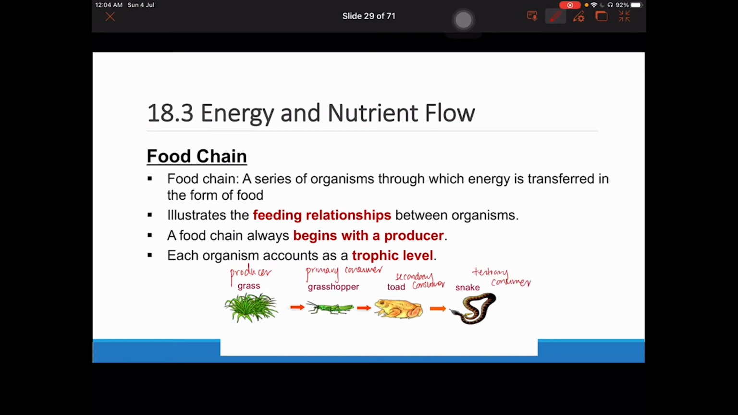Now, can there be more different organisms in the food chain? If it happens to have, yes, but later on you'll realize that you seldom get a food chain that is that long in nature, and we'll talk about this later on.